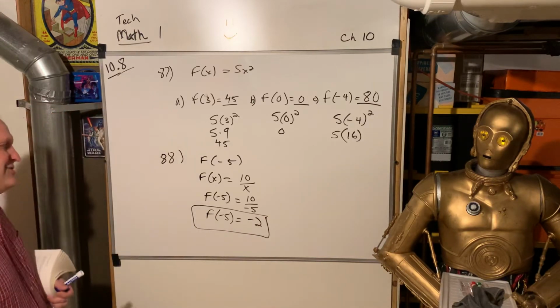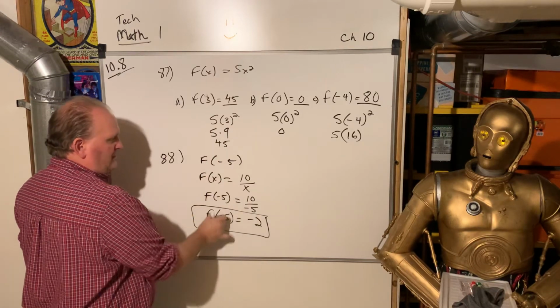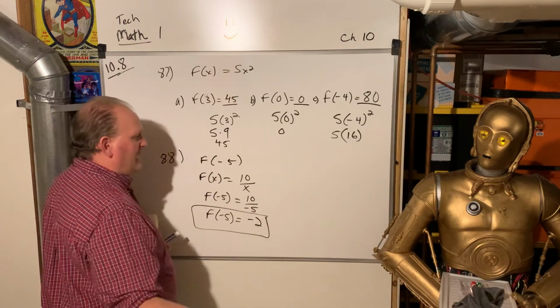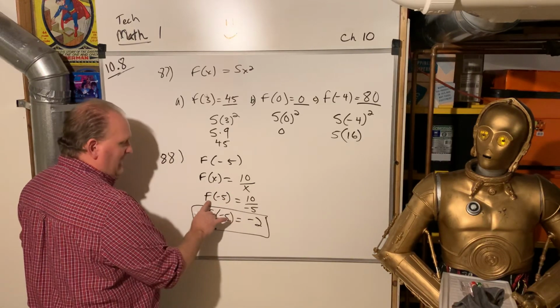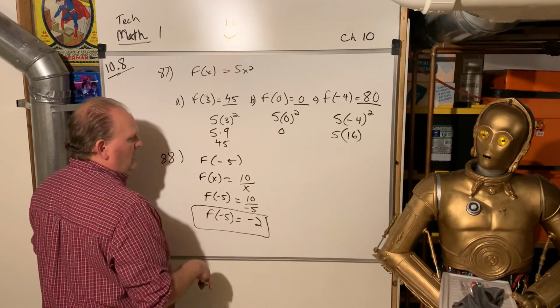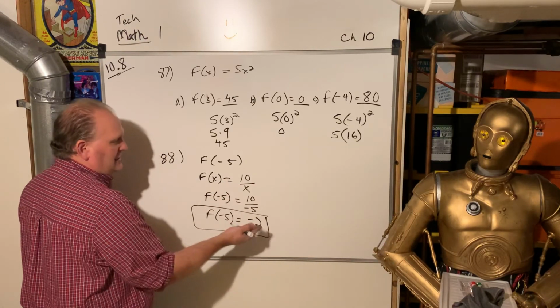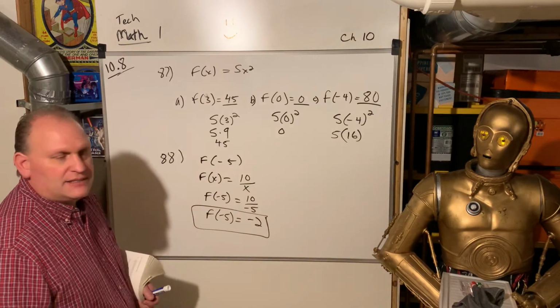Now it's a little tricky because they use these parentheses, which you're used to as multiplication. But it's not multiplication. It's read f of negative 5. It's a fancy way of writing, f of x is a fancy way of writing y. So y equals 10 over x is sort of a synonym. Function notation, they use f of x, all right?